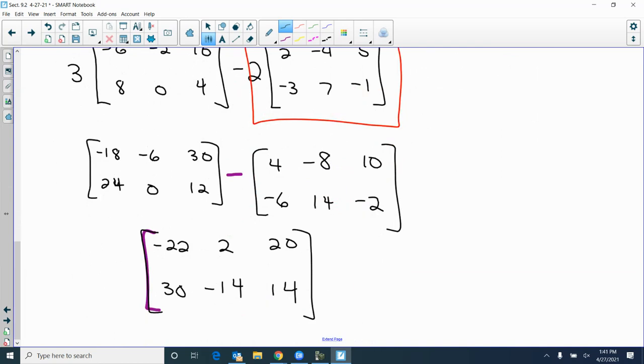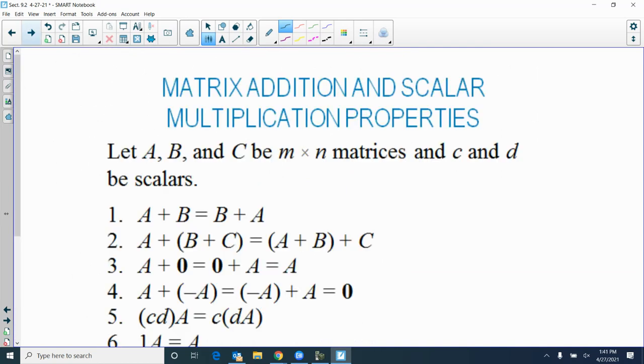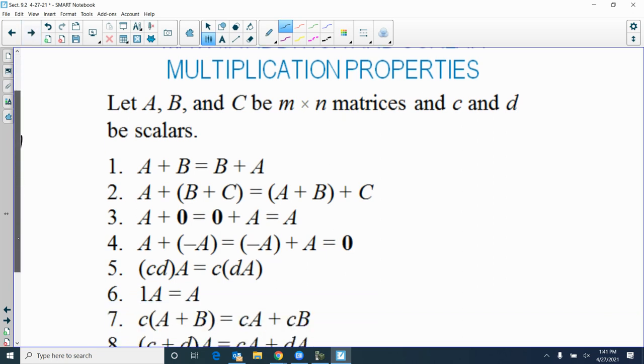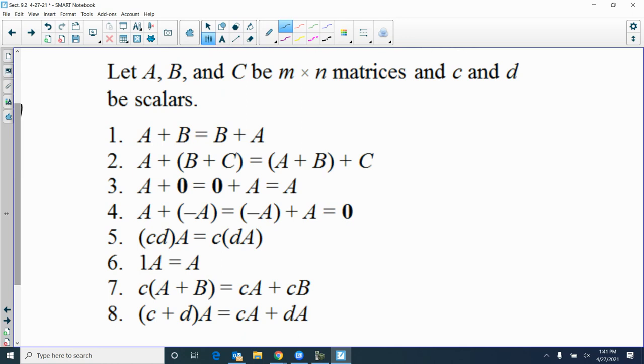All right, now at the bottom of your paper, just some properties that pretty much hold similar to real numbers. The commutative property holds if these are matrices. Associative property holds. The additive identity is the third one. Additive inverse, and then if we use constants in front, the distributive property holds and all that.